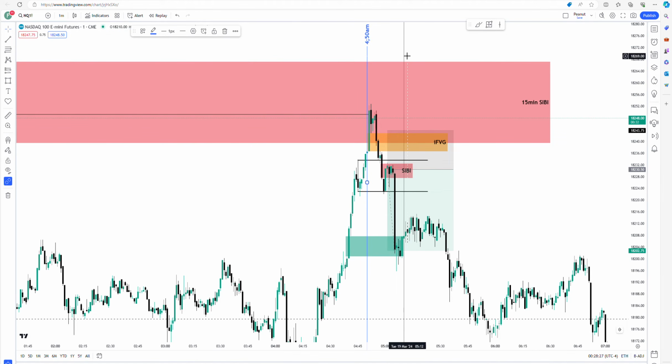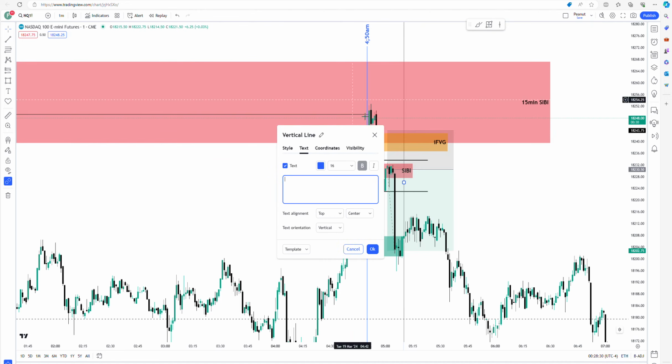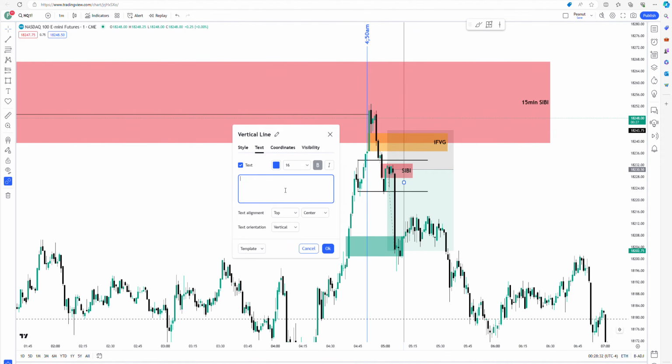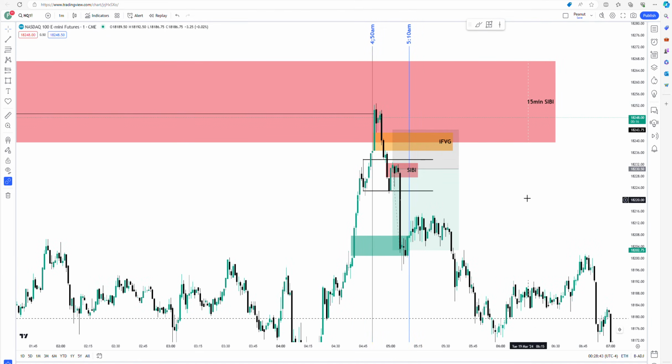So the macro does one of three things, right? Either it raids liquidity, it creates an entry, creates a market structure shift, or it does all three. And let's talk about this example, because in this example, it does all three. Extremely high probability setups. So we raid liquidity during the macro.